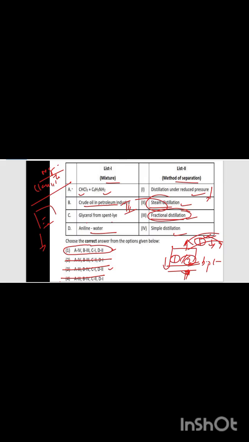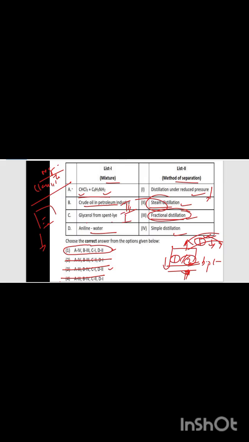What happens? Compounds having a very high boiling point. When a compound has a very high boiling point, it's not always feasible for an industry to waste that much fuel to heat it up. So they reduce the pressure above the liquid. By reducing the pressure, the boiling point also decreases, because PV = nRT. If the pressure decreases, the boiling point also decreases. So as the boiling point decreases, the separation takes place at a lower temperature. So option C is option 1.